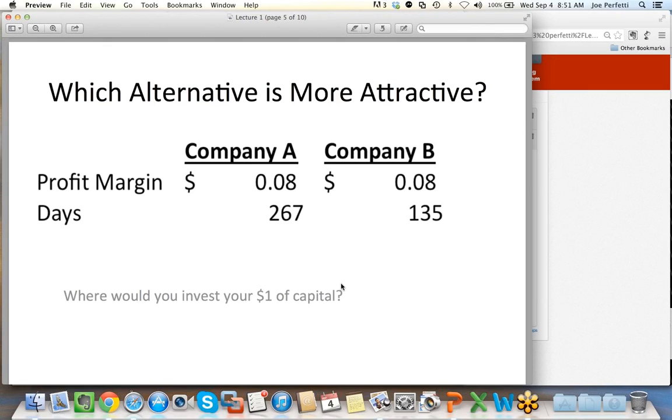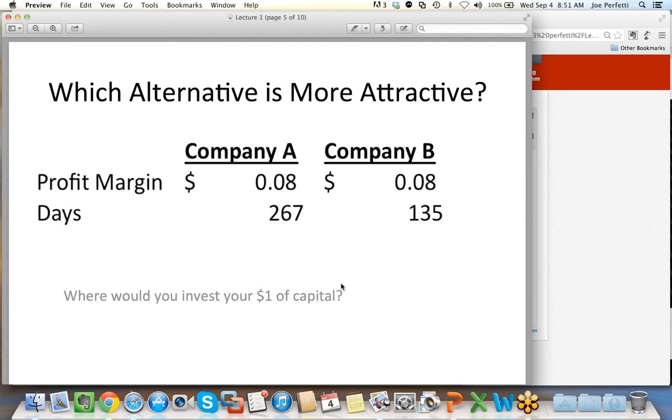So I gave the CFO of company A this formula, and we quickly calculated using the 10Ks his cycle time and his competitor's cycle time. And so the answer was company A cycle time using competitive data was 267 days, and his competitor peers 135.